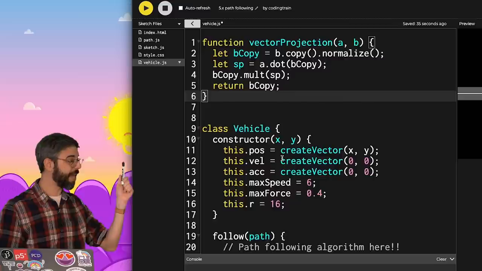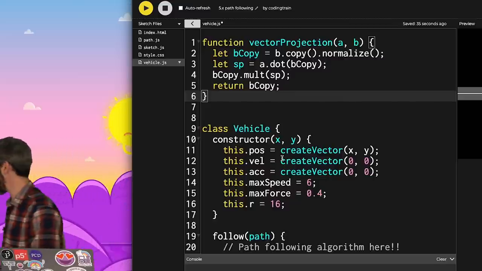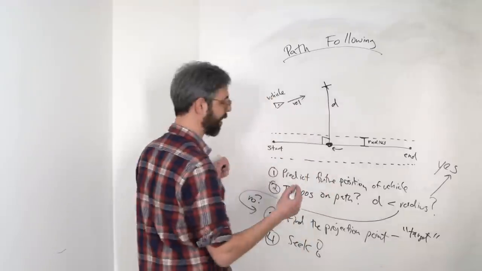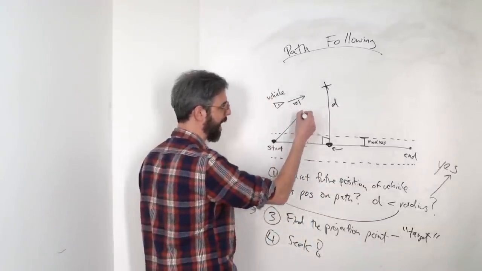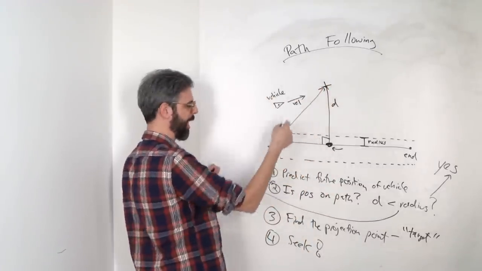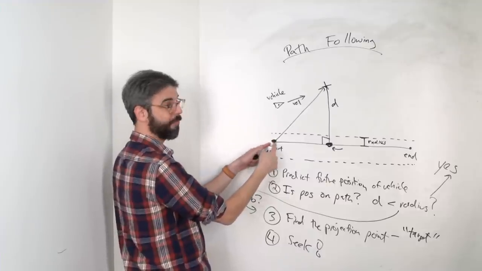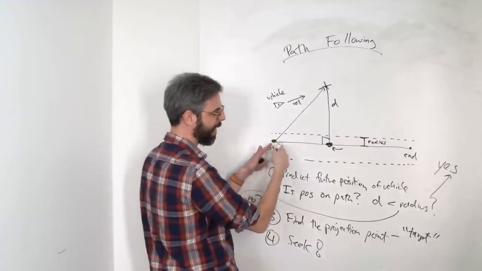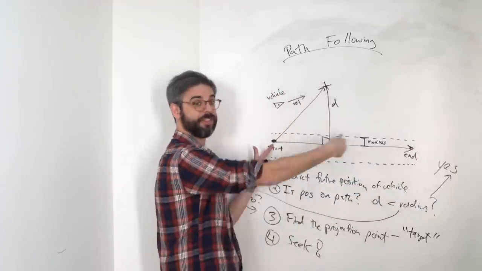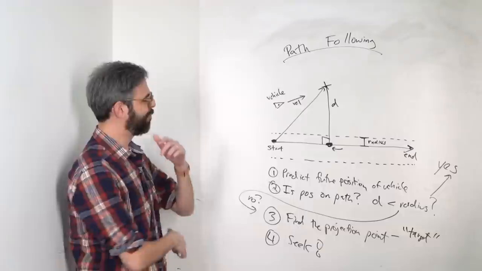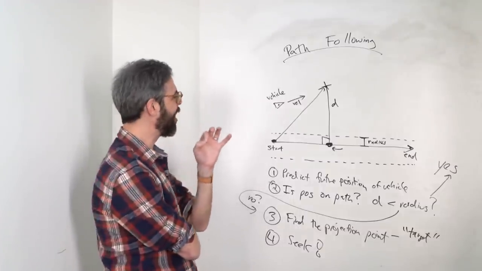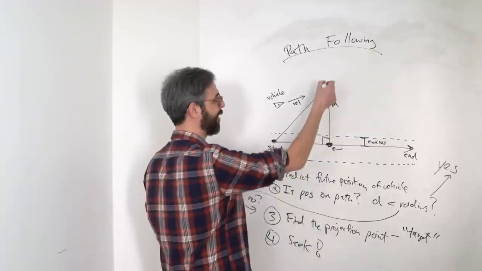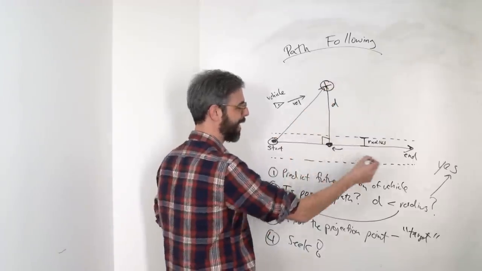And remember, the vector projection function, as written, takes two vectors. One would be defined as a vector that points from the start of the path to the vehicle's future location. That's vector A. Vector B is the start of the path to the end of the path, the vector that defines the path itself. But what do I actually have? In my code, I have three points. This point, and this point.